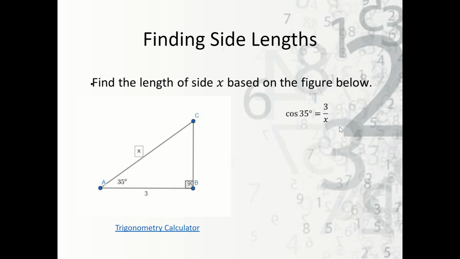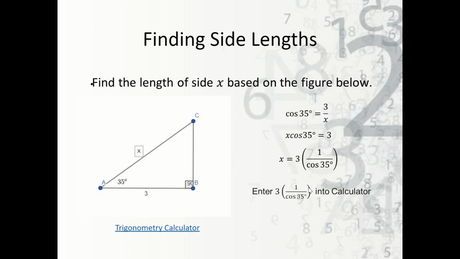Again, we need to get x by itself, but x is being divided by, so we need to move it to the other side first. We'll multiply both sides by x, and we get x cosine of 35 degrees is equal to 3. We still don't have x by itself, so we need to get rid of cosine 35 degrees. To move this part over to the other side, we're going to divide by cosine of 35 degrees. Another way of saying divide by cosine 35 degrees is multiply by 1 over cosine 35 degrees. So now we get x is equal to 3 times 1 over cosine 35 degrees.